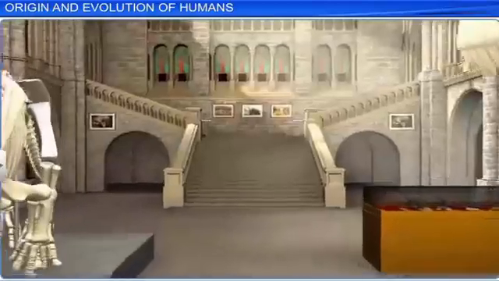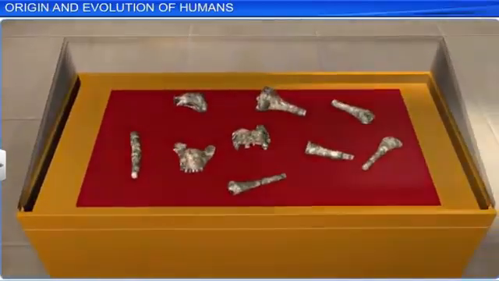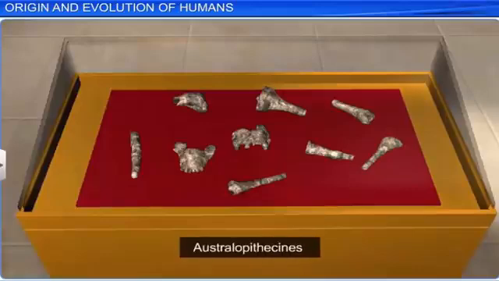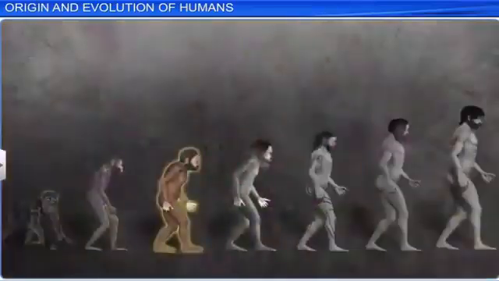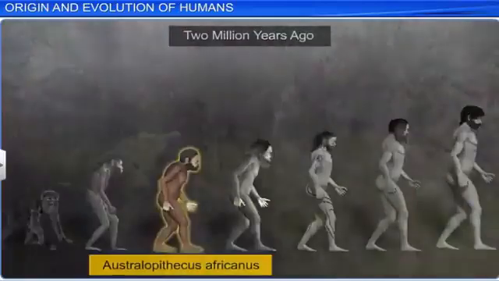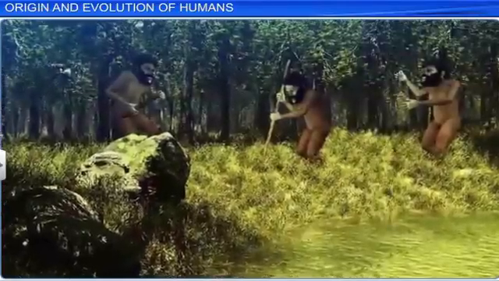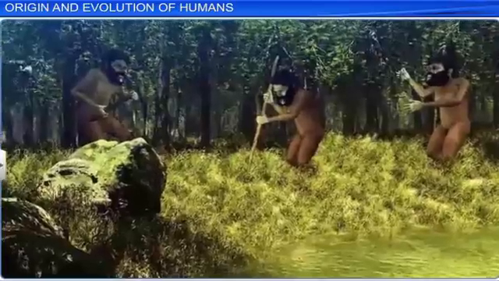The fossils found in the grasslands of East Africa narrated the next stage of the story of human evolution. They suggested that Australopithecines of the genus Australopithecus africanus lived here around 2 million years ago. The main feature of the Australopithecines was that they hunted with stones but were primarily fruit eaters.